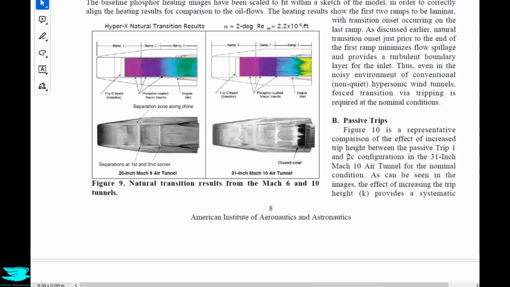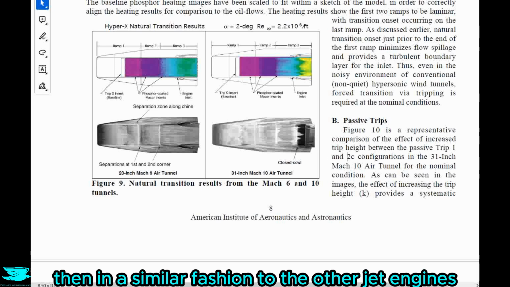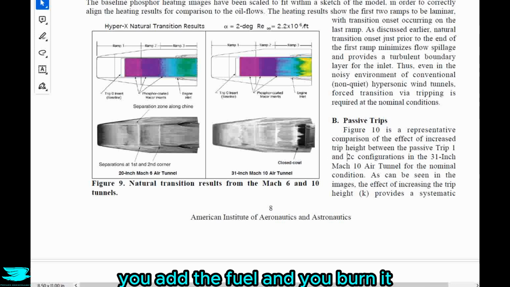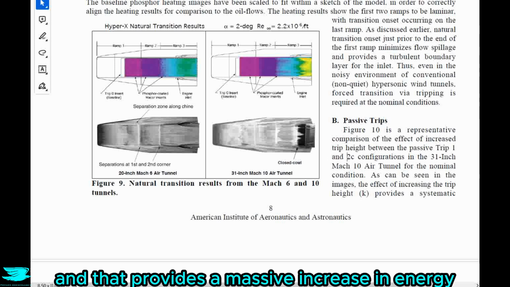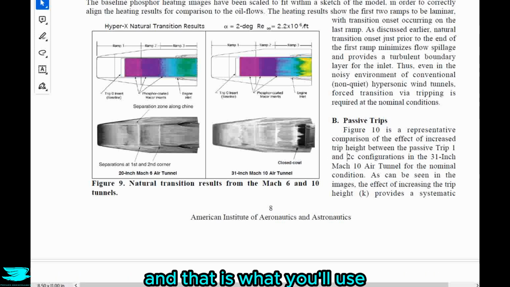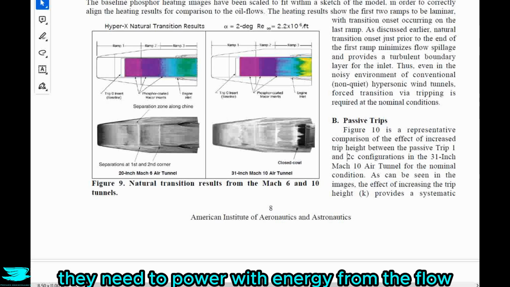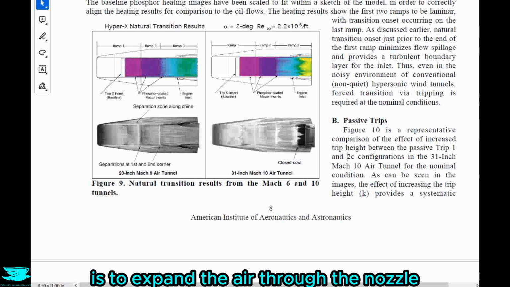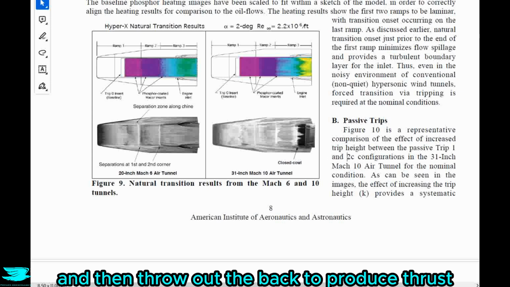You're good. Then, in a similar fashion to the other jet engines, you direct the air into the combustor, you add the fuel and you burn it, and that provides the massive increase in energy in the flow, and that is what you'll use to end up producing thrust. Now, after the combustor, you don't really need a turbine because you don't have a compressor upstream that you need to power with energy from the flow. So now all you need to do really is to expand the air through the nozzle and then throw it out the back to produce thrust.